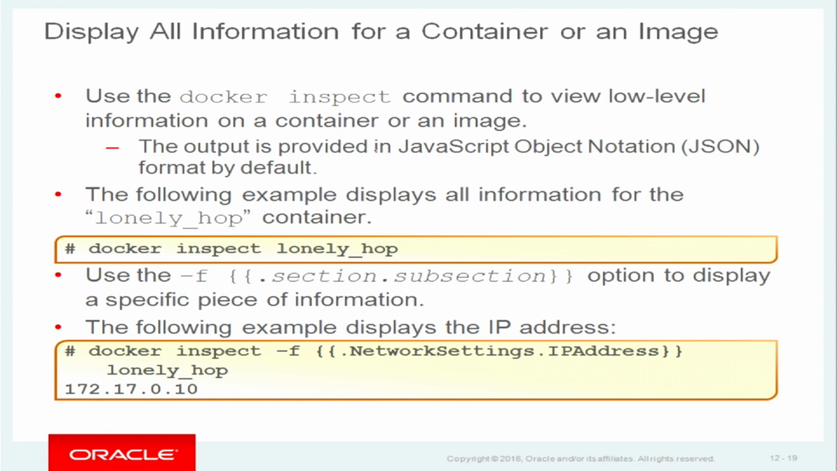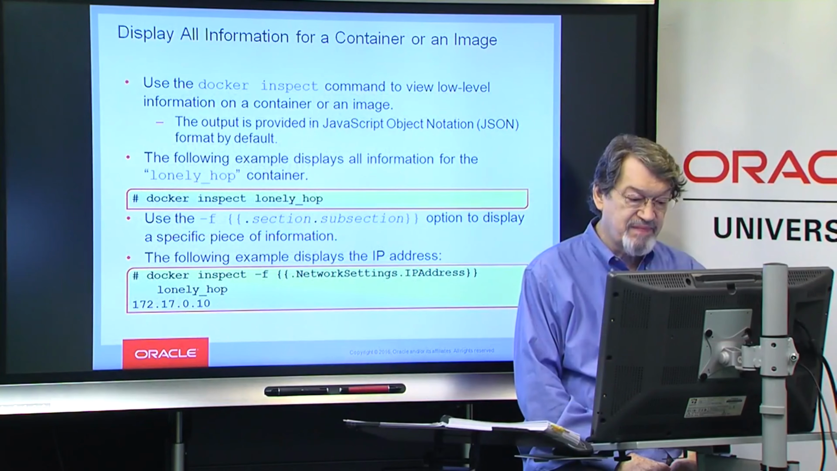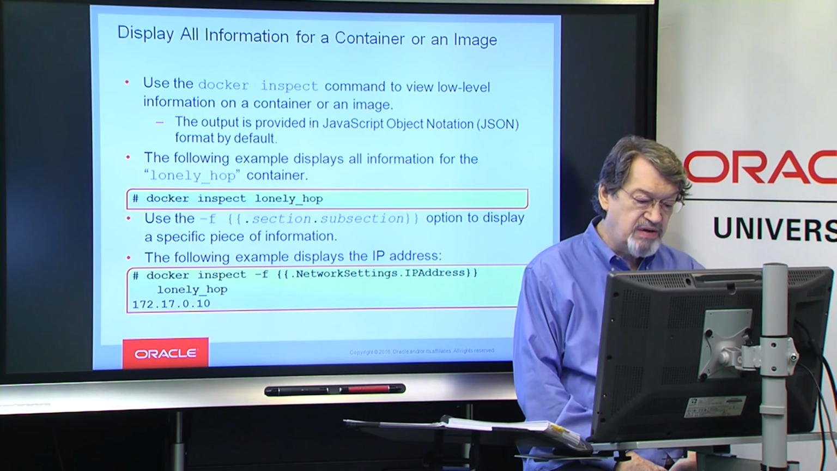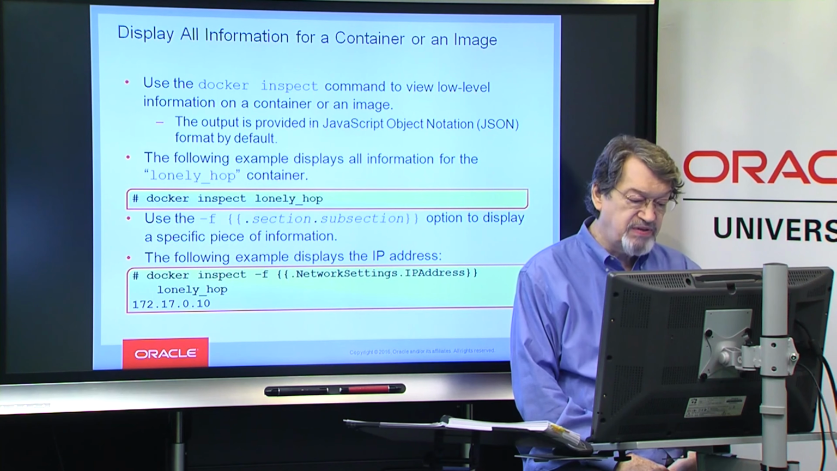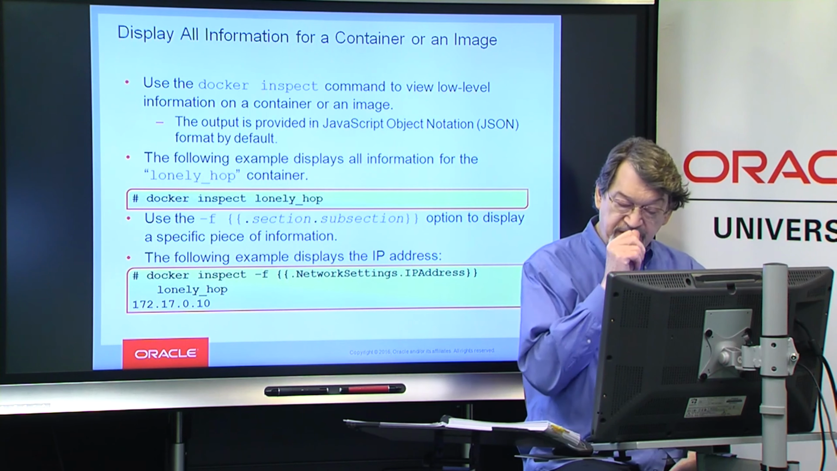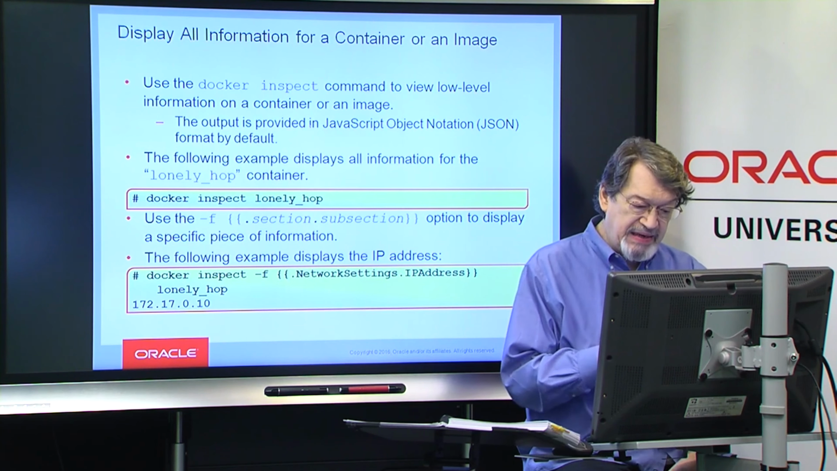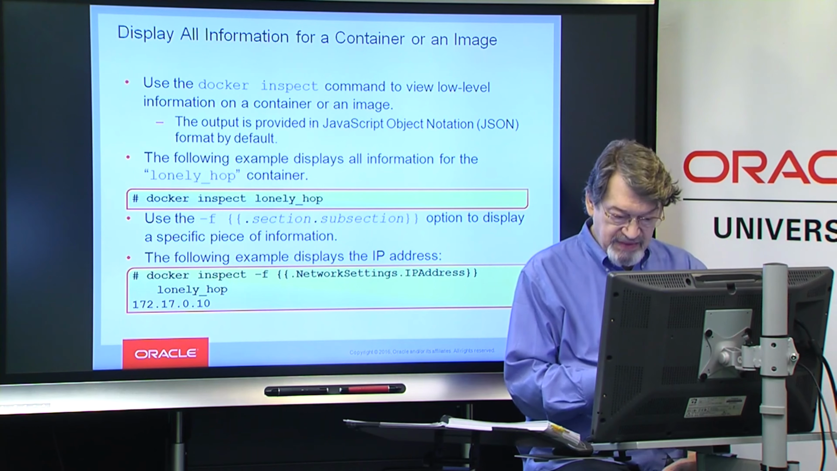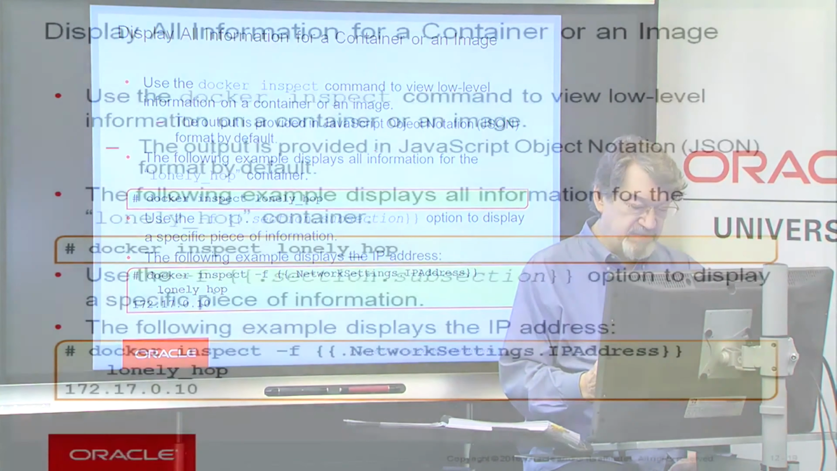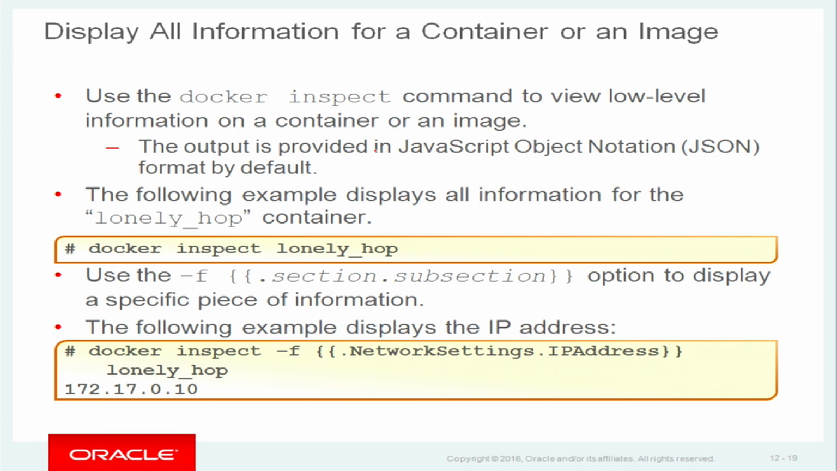We can do a Docker inspect command to view low-level information. Here you use the -F with the section and subsection to display a very specific piece of information. So the -F, NetworkSettings, IPAddress. And so we've got 172.17.0.10, which is the default starting IP address as you go in and take a look at a Docker environment.